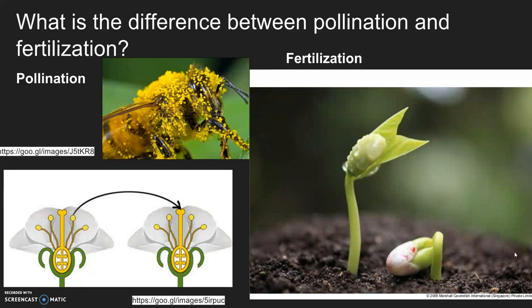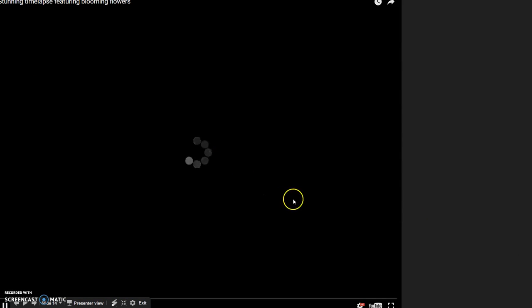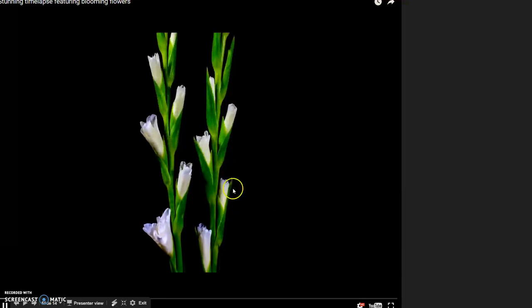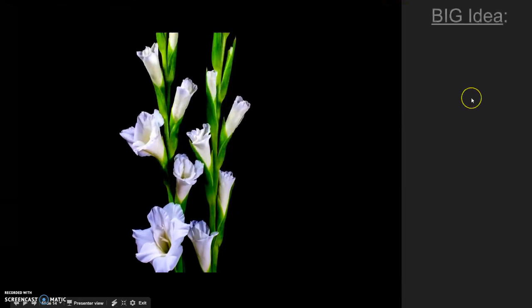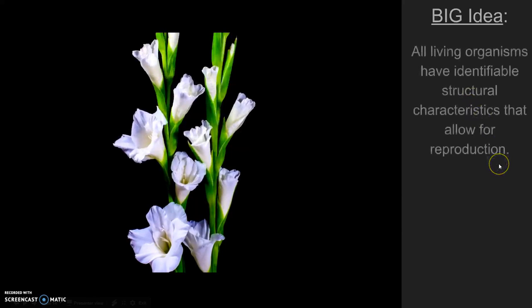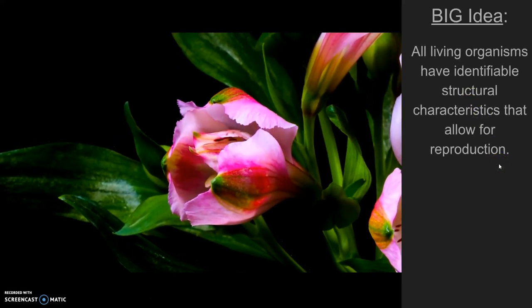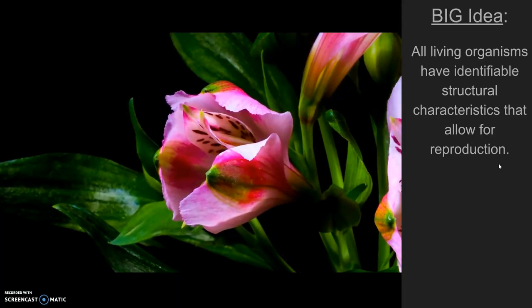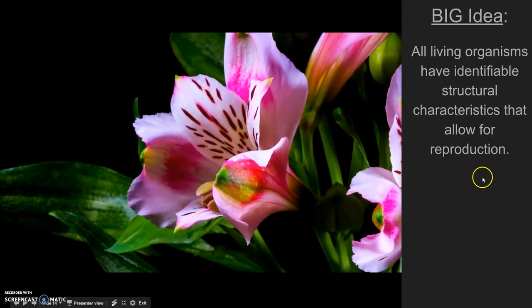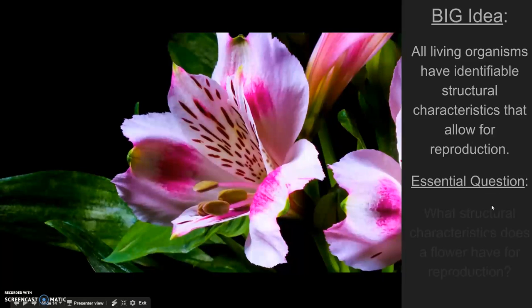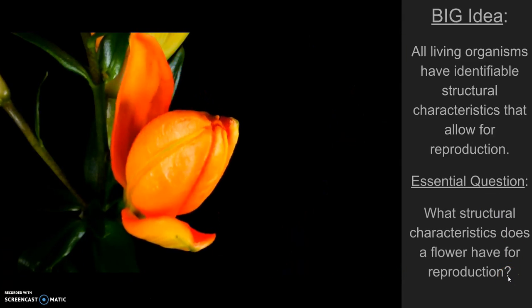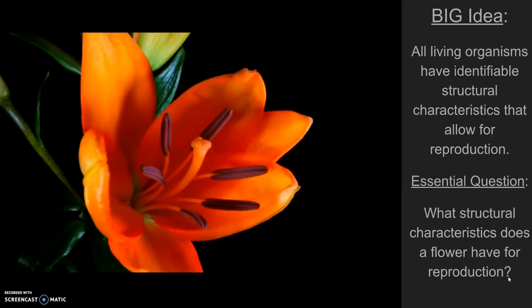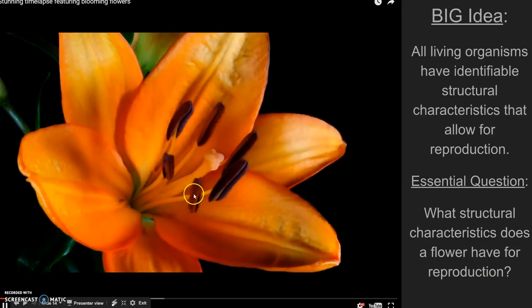In conclusion, one final thing is as you look at these different flowers that are blooming, I want to revisit our big idea that all living organisms have identifiable structural characteristics that allow for reproduction. And then going back to our essential question for this lesson, what structural characteristics does a flower have for reproduction? And see how you can do.